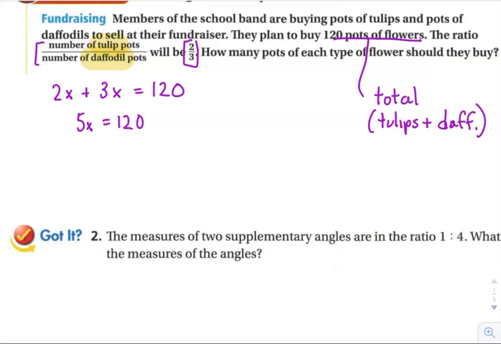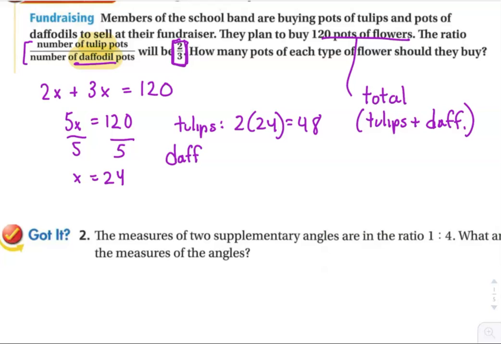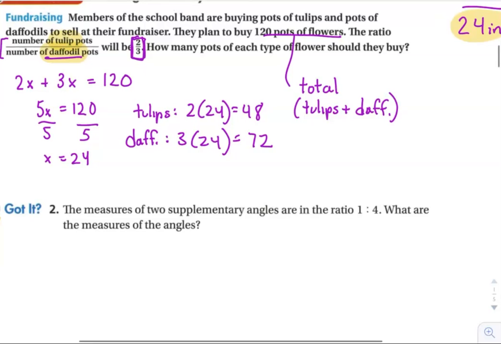120 divided by 5 is 24. All right, and that tells me what I need to multiply to keep that consistent ratio. So to find the tulips, I now need to do 2 times 24, which is 48. And you could subtract that from 120, but I'll just stick with working with this ratio. So for the daffodils, I'm going to do 3 times 24, which is 72. All right. And that makes sense, right? When I add up 72 plus 48, that does give me 120. All right.